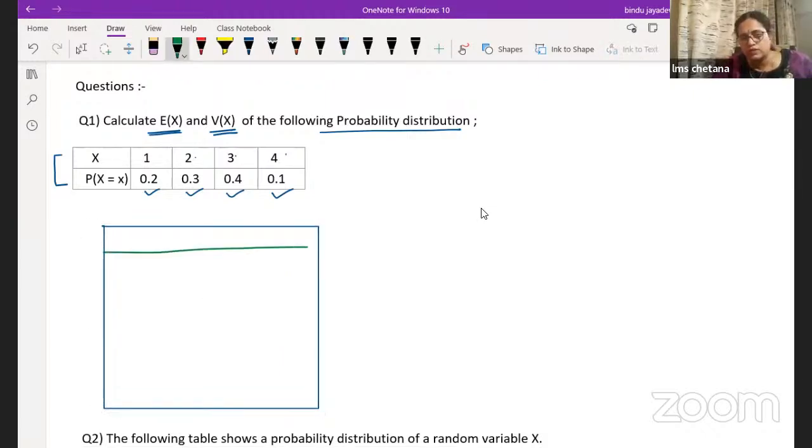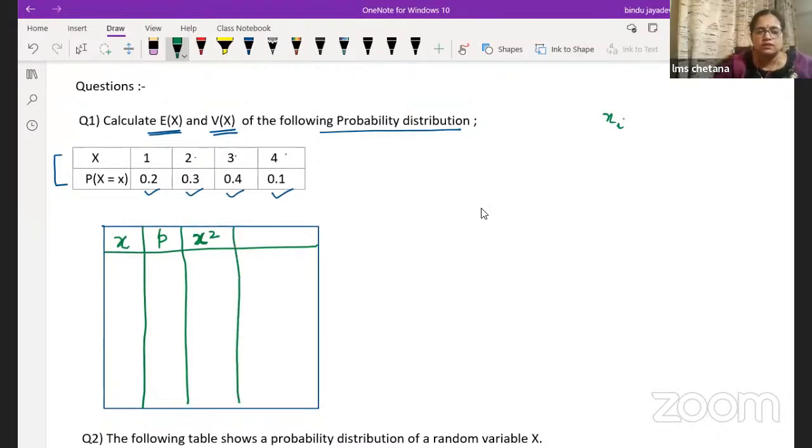Therefore, first column X, that is xi. We normally write it this way, but just write X values, and here P values, small p, probability. Second column. Okay, next is X square. Those who have done A division know how many columns there are, that is here 5 columns. Next column it is X into P. Last column it is X square P.